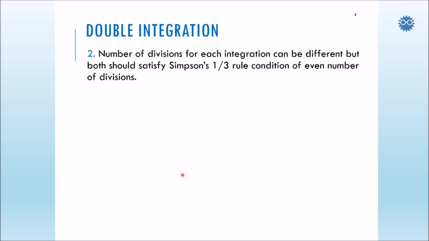Before coding, let's take two important notes here. First, the number of divisions for each integration can be different, but both should satisfy Simpson's one-third rule condition of an even number of divisions. As I said, the number of divisions could be different. This results in different hx and hy values, so there is no problem with different widths of the strips or divisions for each direction. But the main rule is that the number of divisions must be even for each axis.